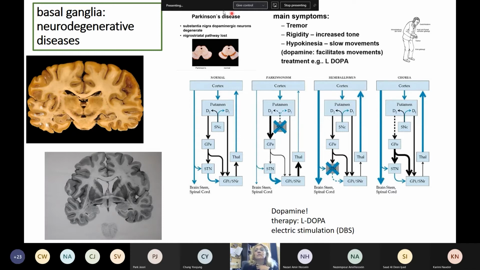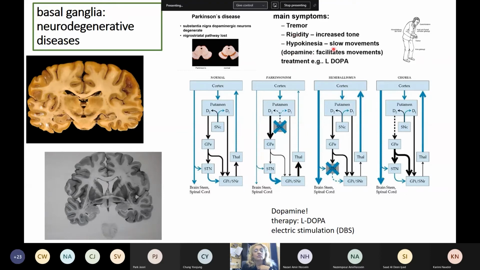Parkinson's disease is one of the most common neurodegenerative diseases, when exactly these dopaminergic neurons degenerate. And in this case, we don't have this connection. And you learned that dopamine is facilitating movements. It stimulates the direct and inhibits the indirect pathway. So that's why if you don't have this facilitating effect, the inhibitory effects are dominating.